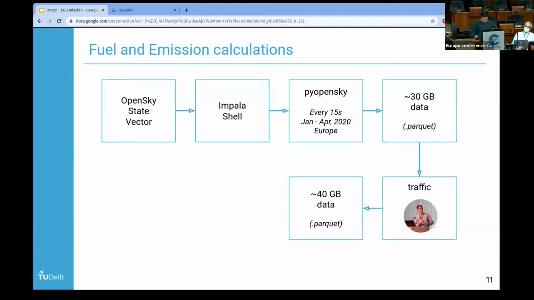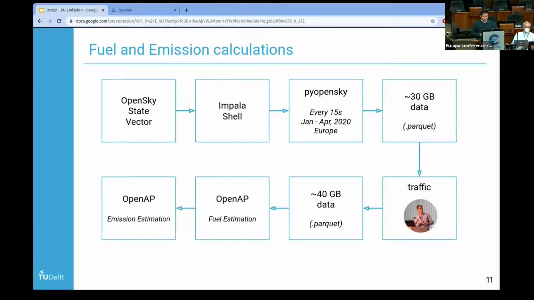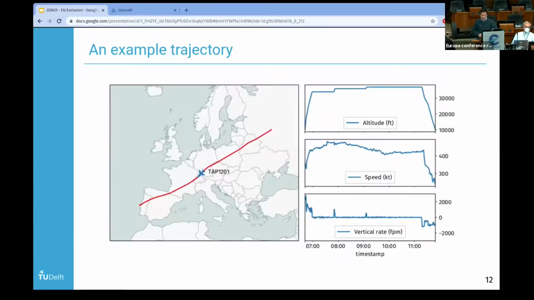So we have 40 giga of data, consisting of all the trajectories of Europe sampled at 15 seconds per second, filled with a gap field. Then we use the fuel estimation from OpenAP to get the fuel consumption. And then we estimate the emissions based on different flight conditions. It sounds easy, right? However, I want to show you an example of how it works.